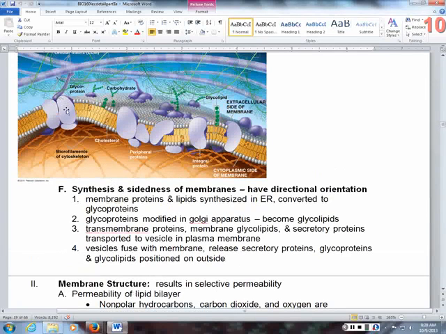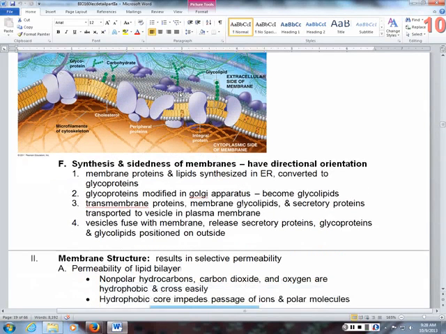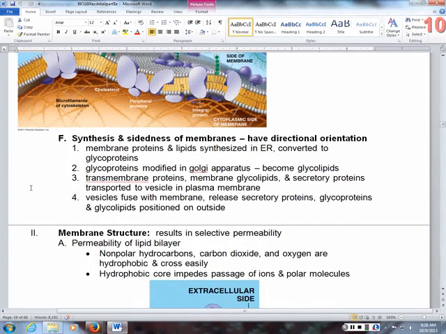So this picture here is just illustrating again that some of these don't go all the way across, some of them do go all the way across, some are attached on the outside, and you've got the other proteins attached on there. Now, the sidedness of membranes: they have a directional orientation. They can't go just either way. They aren't the kind of thing you flip-flop.